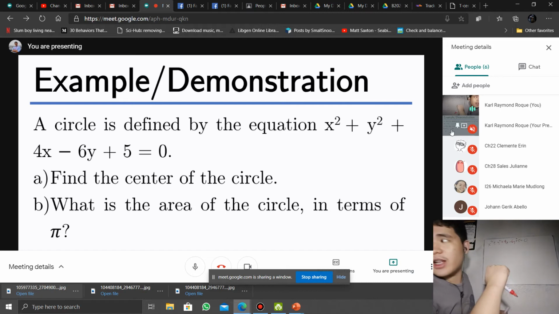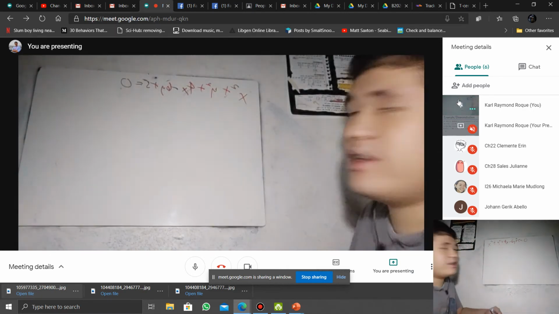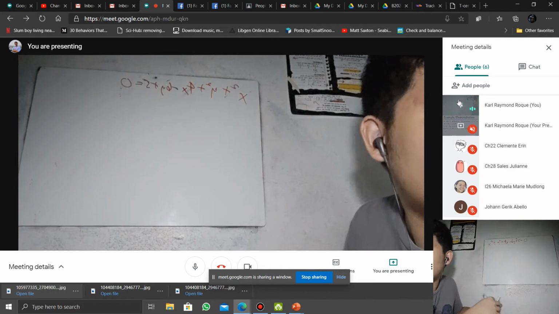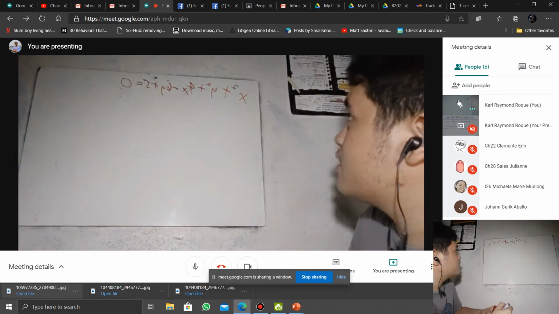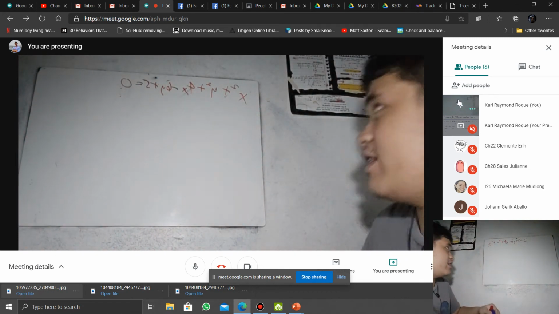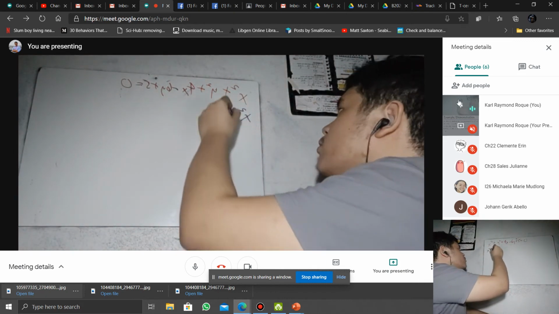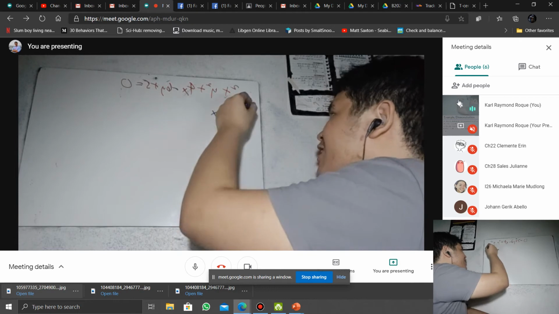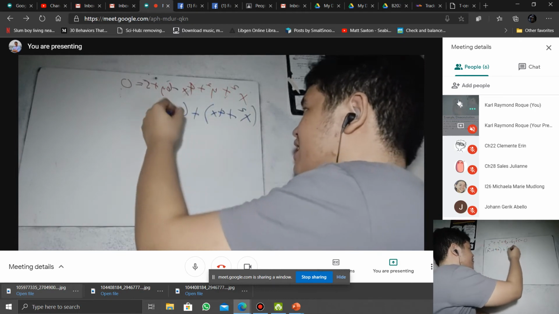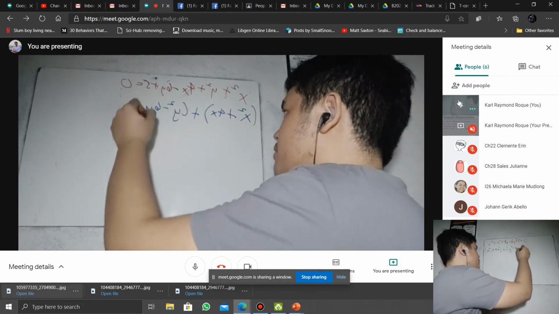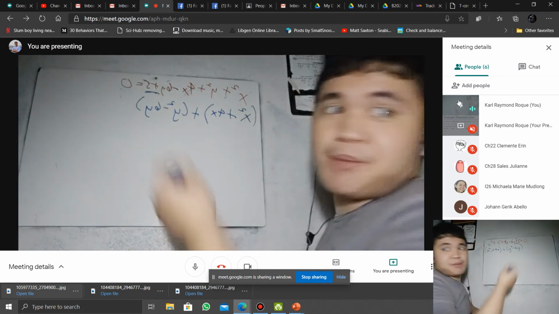Pero, actually, circle yan. Bakit? Look closely at what I'm going to do. It's just completing the square. Paano? Dahil nakapag-complete the square na kayo dati, dapat medyo madali na to sa inyo. I'm going to group the same variables. Tapos itong, ilipat ko sa kabila.